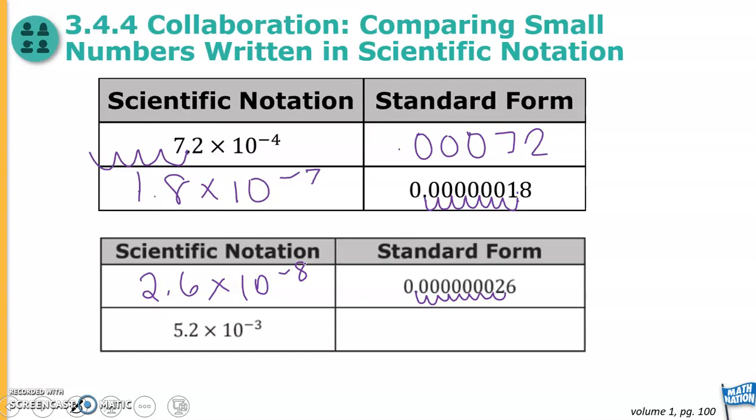And 10 to the negative 3rd is moving it 3 times, 1, 2, 3, filling in the blanks with zeros, is 0.0052. Pause here if you're still writing.